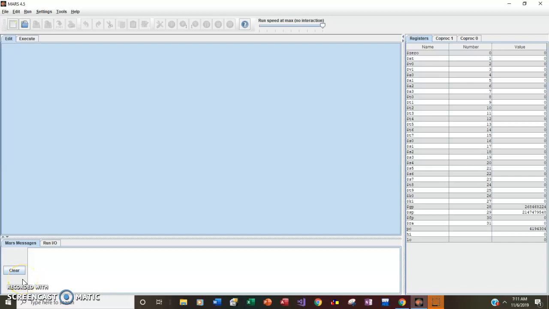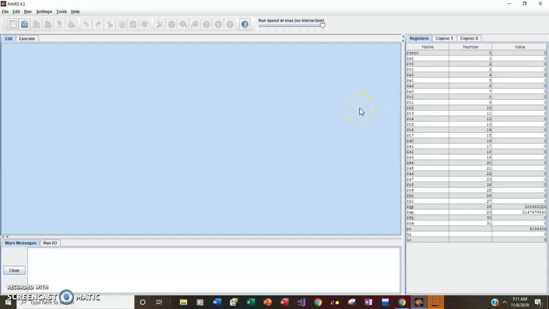The first thing you should do is launch the Mars simulator. So once you have this open, you can see that on the left-hand side here, you have a text editor. And on the right-hand side, you have your registers. So here's the register name, the register number, and what values are stored in there at this moment.